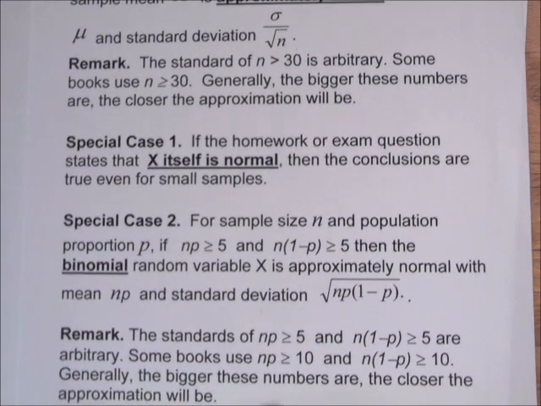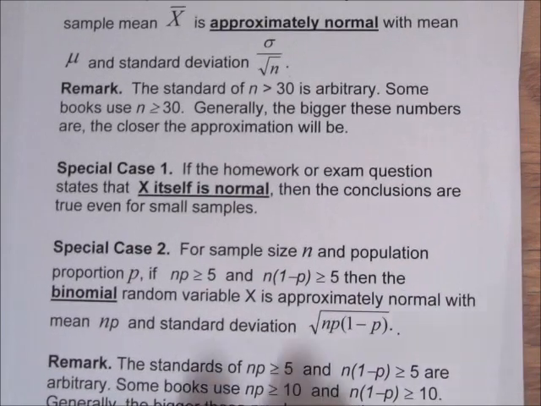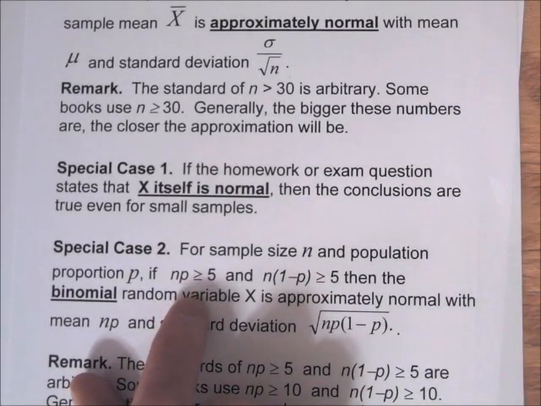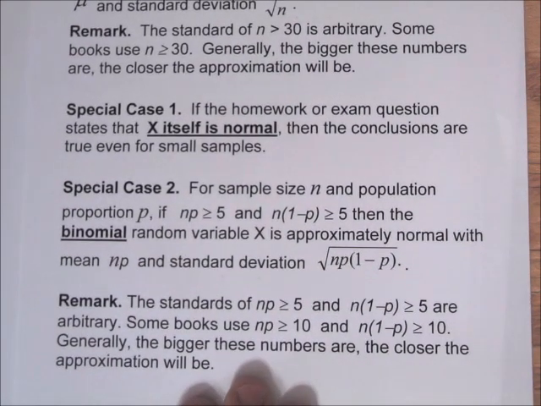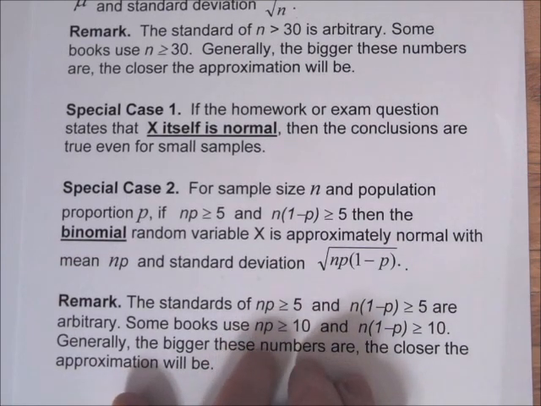Okay, so this gives us a shortcut for computing binomial probabilities, which can involve quite a bit of computation. So this gives us a shortcut. And again, these standards are arbitrary.